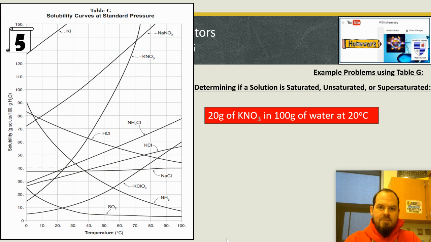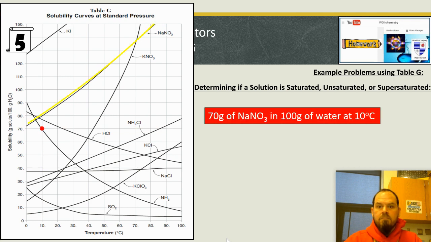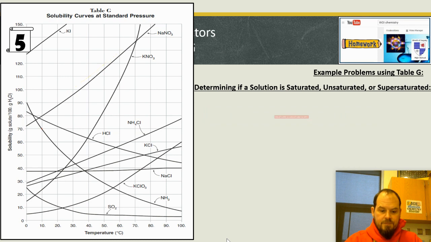So next example, 20 grams of KNO3. Let's highlight KNO3. Now we're going to crisscross 20 grams, 20 degrees. Where that crisscrosses, see how that is below. So below the line is unsaturated. Next example, moving along, trying to make this go faster. Highlight NaNO3. Link up 70 grams and 10 degrees. Whoops, below the line. Below the line is unsaturated. So the answers there were saturated, unsaturated, unsaturated.